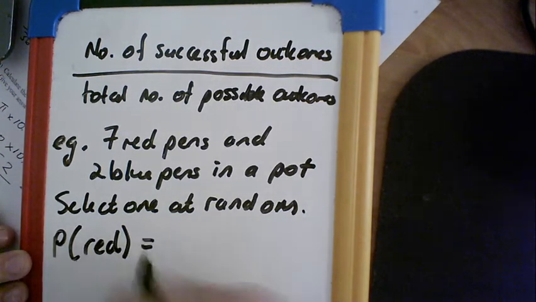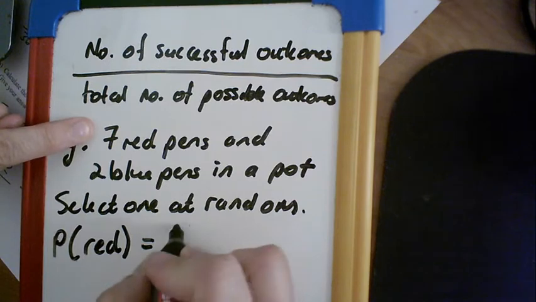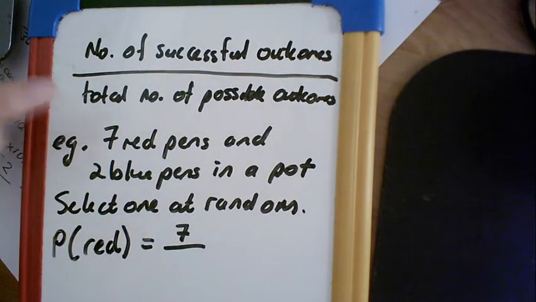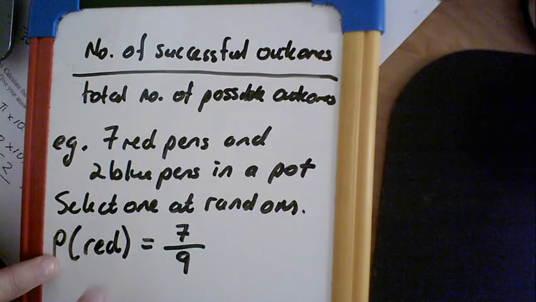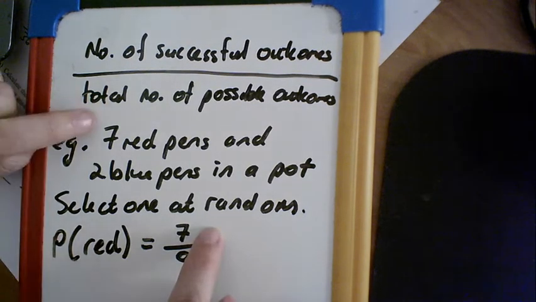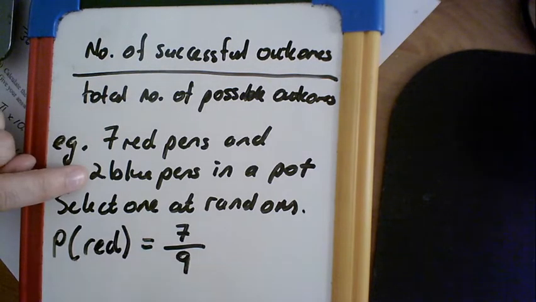So the formula says it's the number of successful outcomes. Well, how many red pens are there? In this case, there are 7. Now, the total number of possible outcomes in our case here means how many pens there are altogether. Well, there were 7 red pens, but there are also 2 blue pens. So that means there's 9 pens altogether. So the probability of selecting a red one is 7, the 7 from the red, over 9, the total.